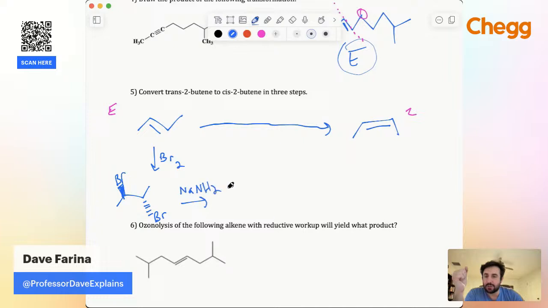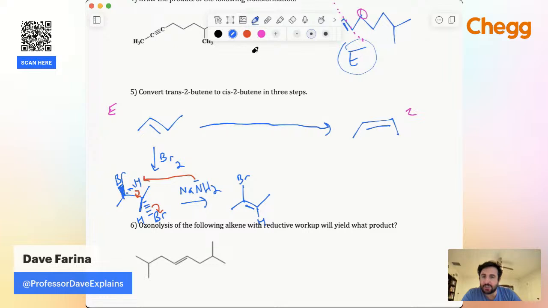So NaNH2, that means we've got the minus charge there. Now let's draw in these implied hydrogens. We can do some elimination. Let's say we get that proton that's going to come down here and kick off that bromine. And so that will give us this.